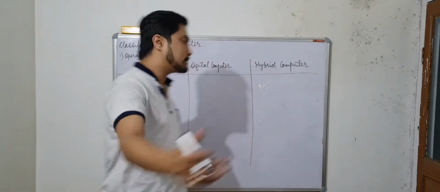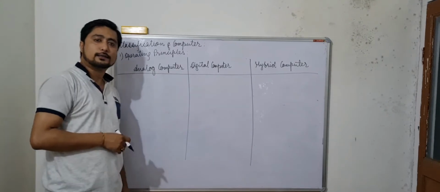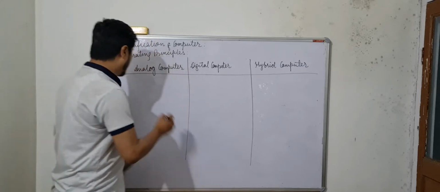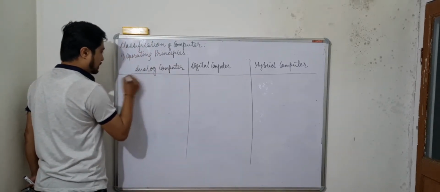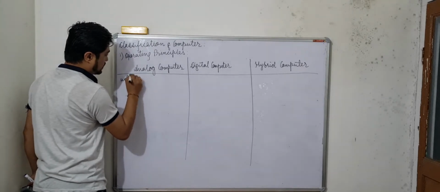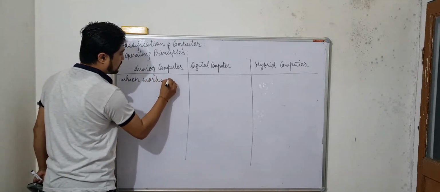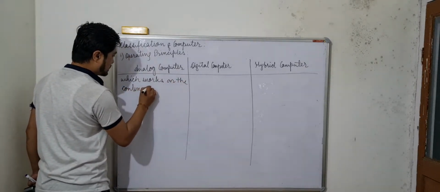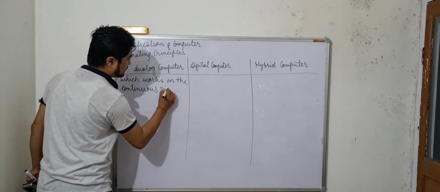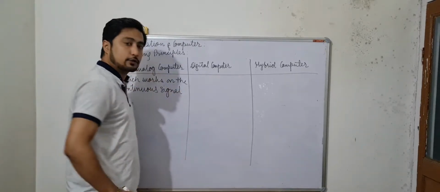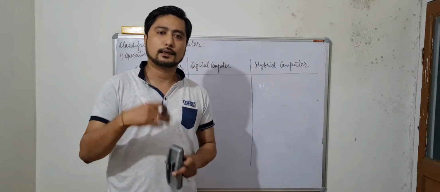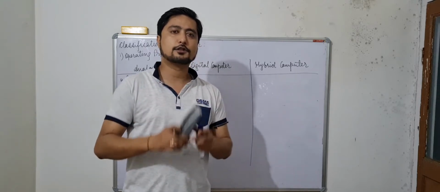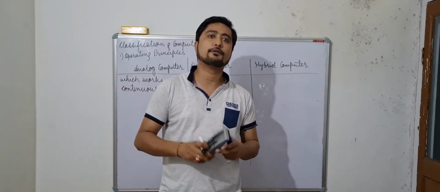The very first one is our analog computer. So what is this analog computer? This analog computer is a computer which works on the continuous signal. So the computer which works on the continuous signal is known as analog computer, and mainly it is used for measuring the physical quantities or physical magnitudes.